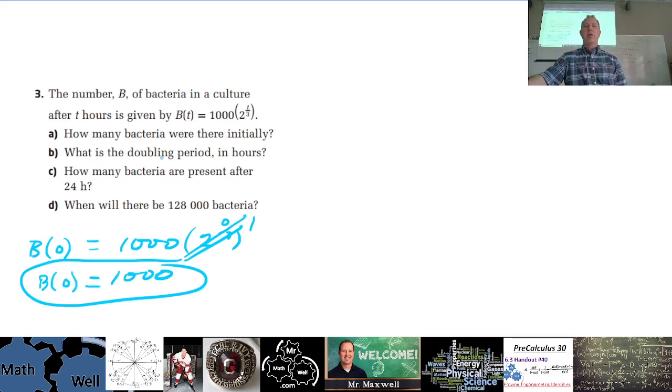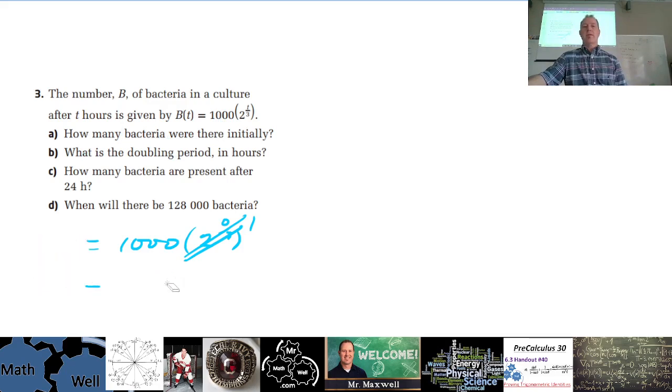Part B, what's the doubling period in hours? Okay, so for the doubling period, what you could do is put 2,000 here as the future bacteria population, and then solve for t. If 1,000 is initial, then double. How long would it take to get double of 1,000?